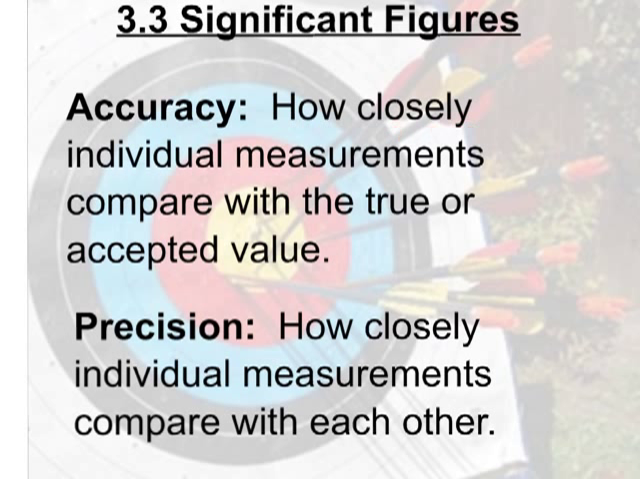Accuracy is how closely individual measurements compare with the true or accepted value. So how close is my measurement to the actual value? That would be talking about accuracy. Precision is different from accuracy. It is looking at how closely individual measurements compare with each other. So it isn't considering the true value or the actual value. It's looking at, when I repeat measurements, are they close to each other?